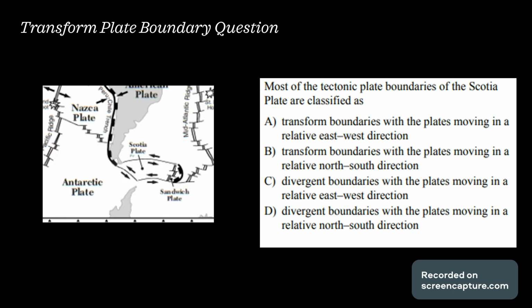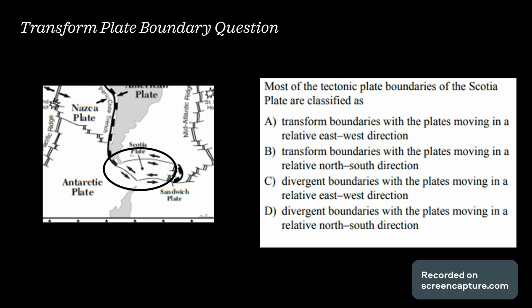So if I zoom in on the Scotia Plate, it's a touch blurry. What I can see is these arrows parallel to each other and moving side by side. So I do know from that and from the key below that this is indeed a transform plate boundary.